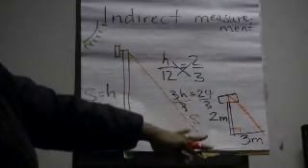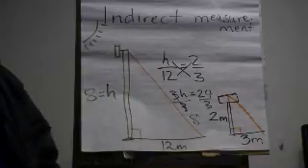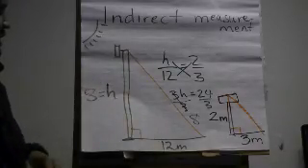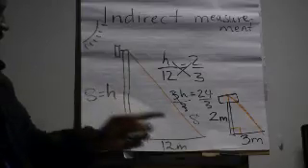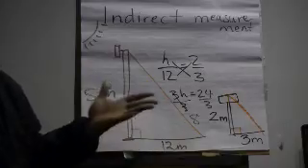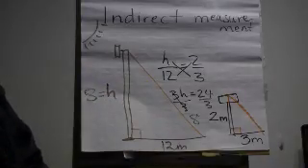You set up a proportion. Now there's several different ways you can set up that proportion, but it has to be the corresponding sides. I could say 2 over h equals 3 over 12 and solve it, and I'll still get the same answer. Okay?